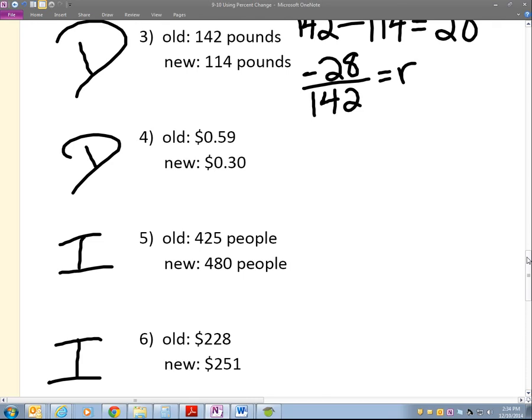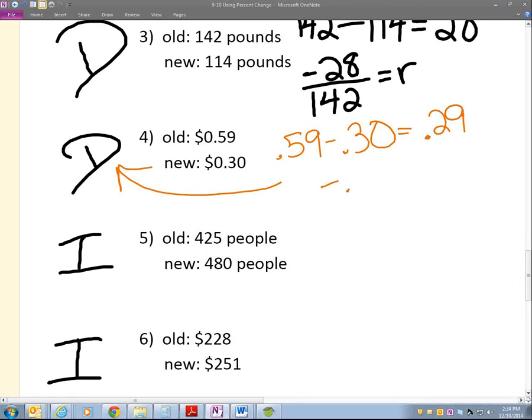Yeah, Dominique. Yep. 0.59 minus 0.3. I guess I'll do the whole thing. Minus 30. What am I going to get? 0.29. But it's a decrease, so I need it to be negative. So it's going to be negative 0.29 over what? Dominique. 59. Let me just get those out of the way. Negative 0.29 over 0.59. Yes, that is correct. Because you know that's the old base. That's where it's going to go. And that equals R. Okay?